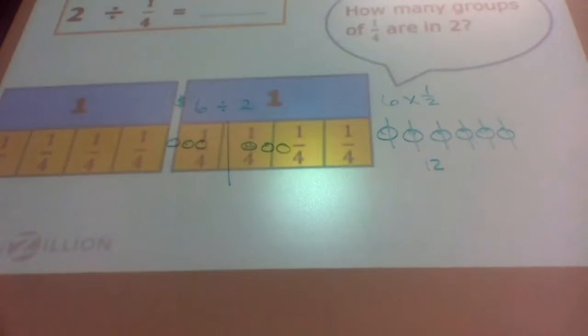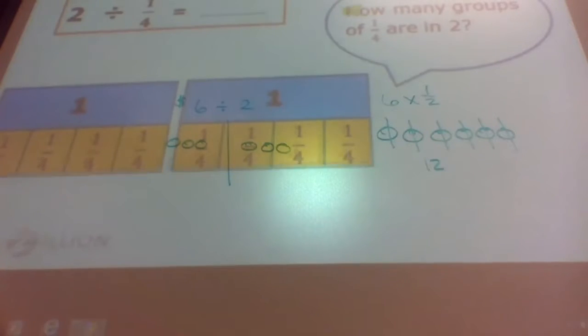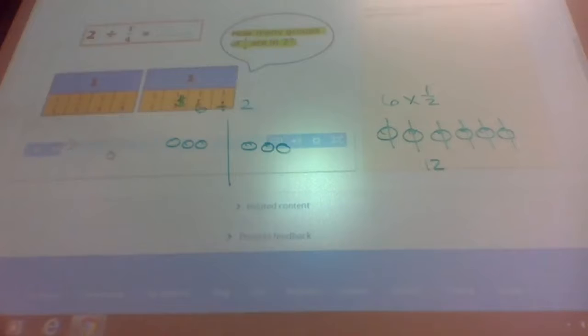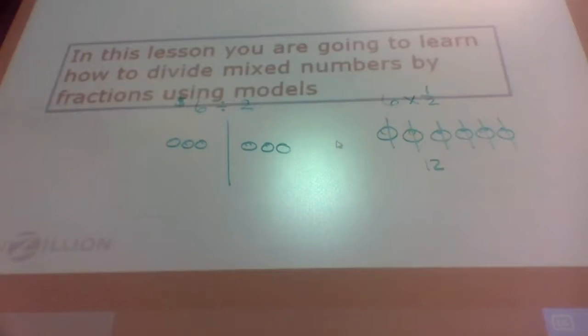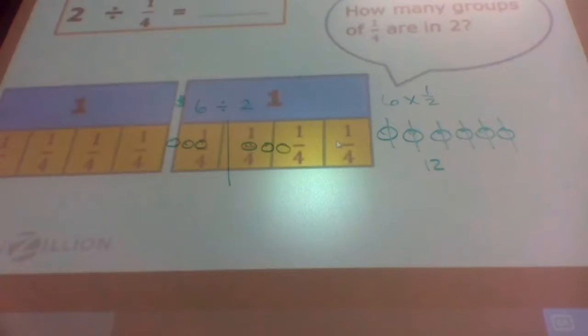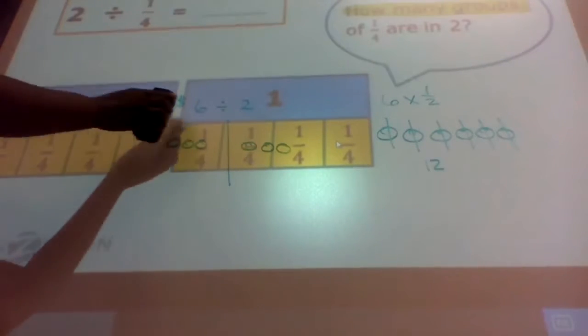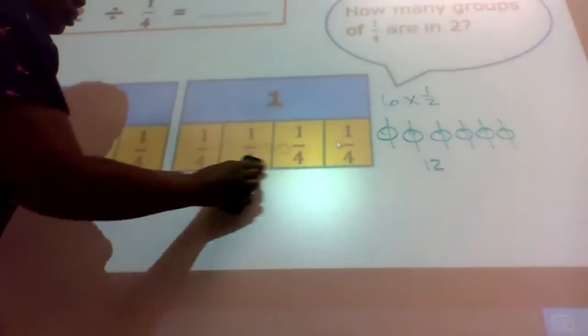Fraction, like 2 divided by 1/4. One way we can think of it is how many groups of 1/4 are in 2 wholes. In this lesson, you are going to learn how to divide mixed numbers by fractions using models. You already know that when we divide whole numbers by fractions, like 2 divided by 1/4, one way we can think of it is how many groups of 1/4 are in 2 wholes. We also know we can use a model to find out.